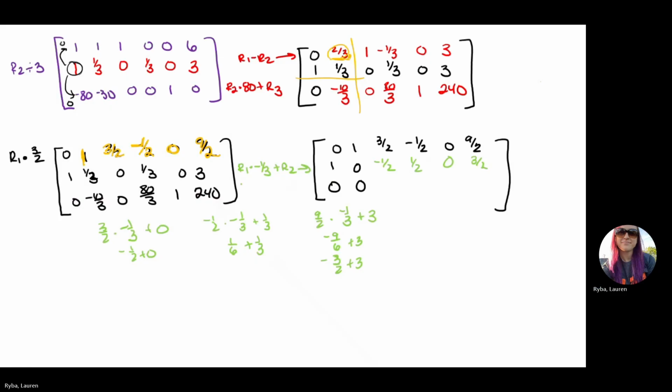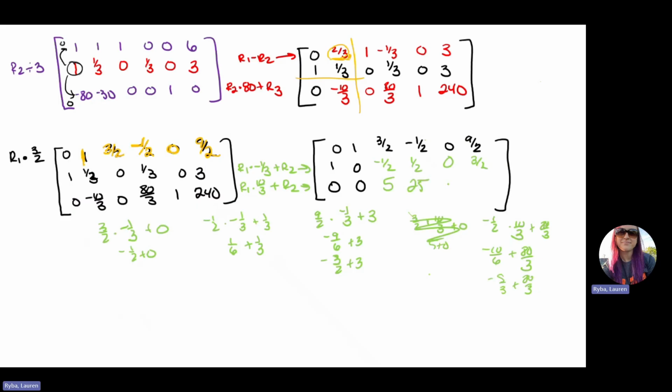Last row. Row 1 times the opposite, so 10/3, add it to row 3. Okay, 3 halves times 10/3, add 0. So 5 plus 0 is 5. Next column. Negative a half times 10/3. This one plus 80/3. We have negative 10 over 6 plus 80 over 3. Negative 5/3 plus 80/3, 75/3, 25.